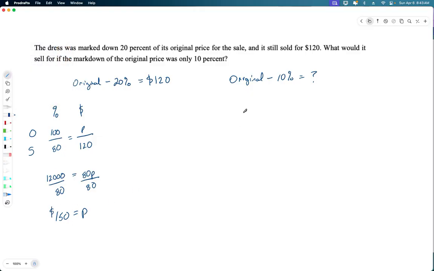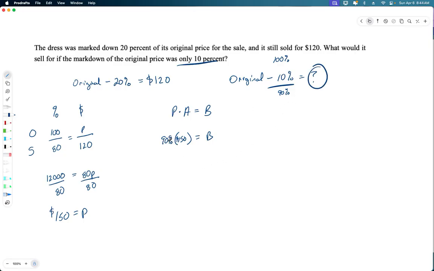All right, so now I need the original minus 10%. So remember, percent of a number equals another number. So we want 10% off the original. So 10% off, that is going to be minus 10%. So 100% minus 10% is 90%, right? We want to pay 90%. So 90% times $150 is going to give us this only 10% price. It's going to give us this question mark right here.